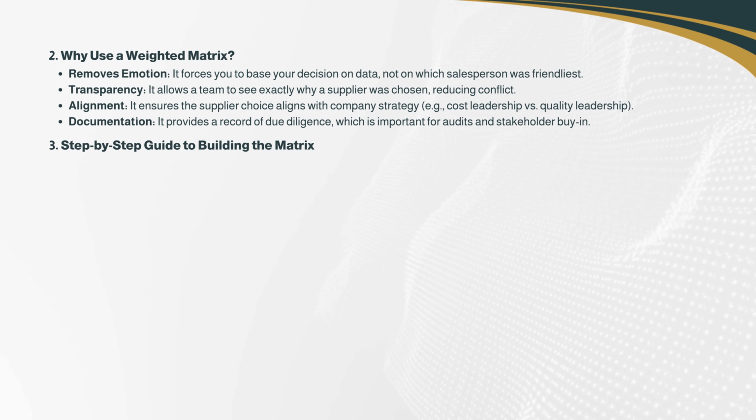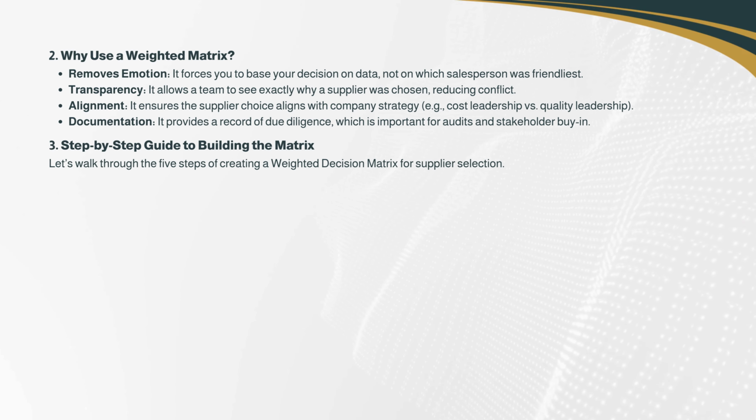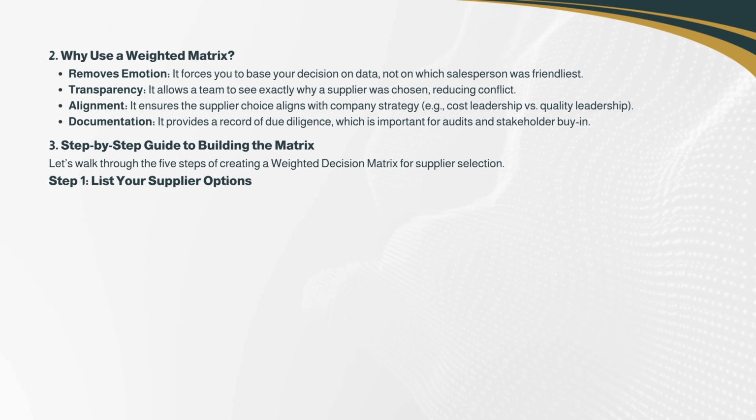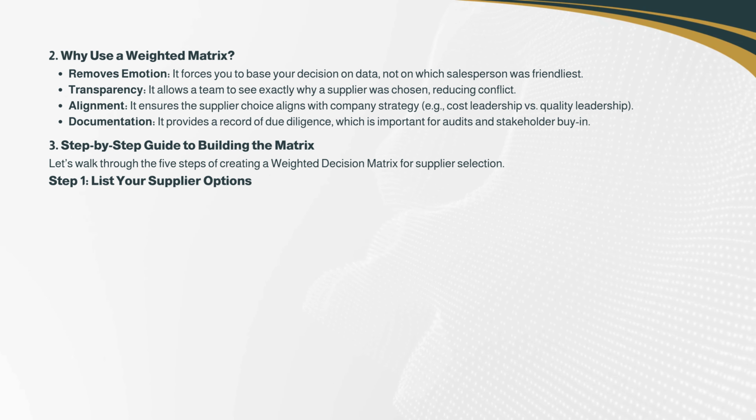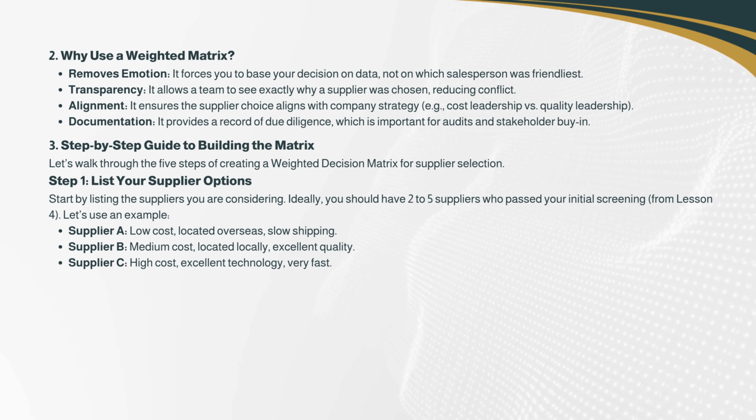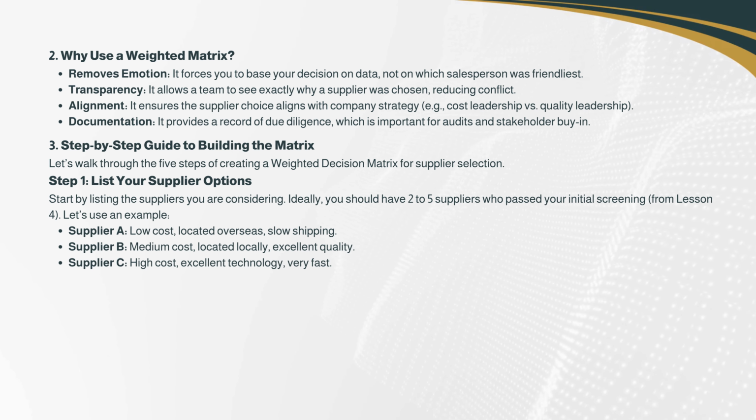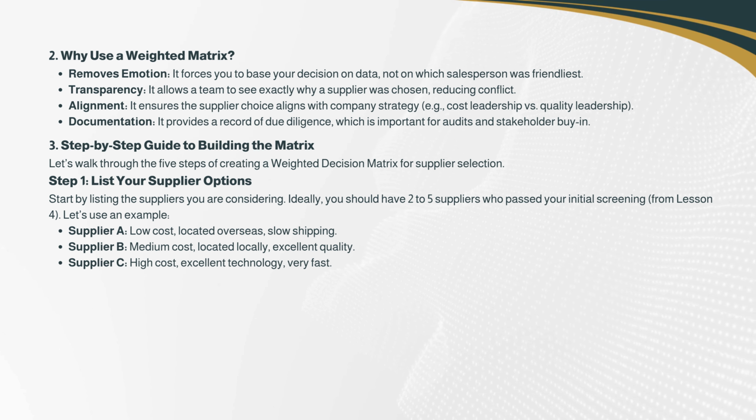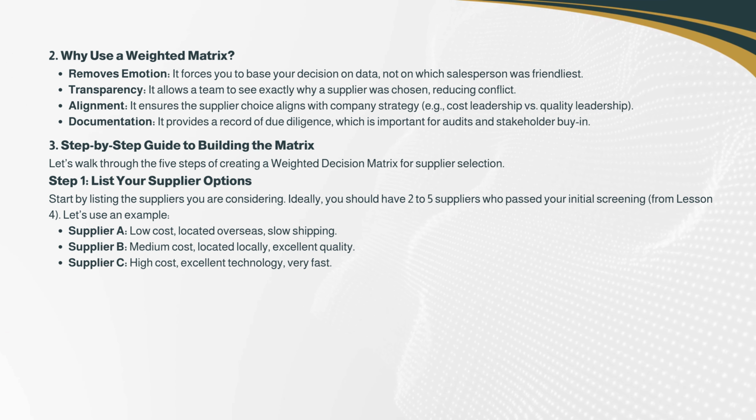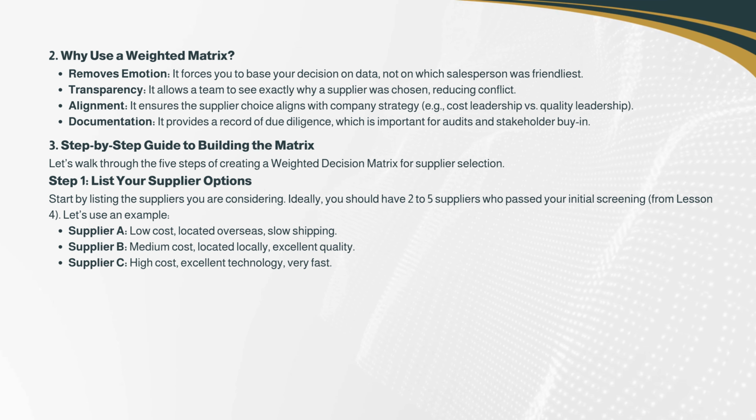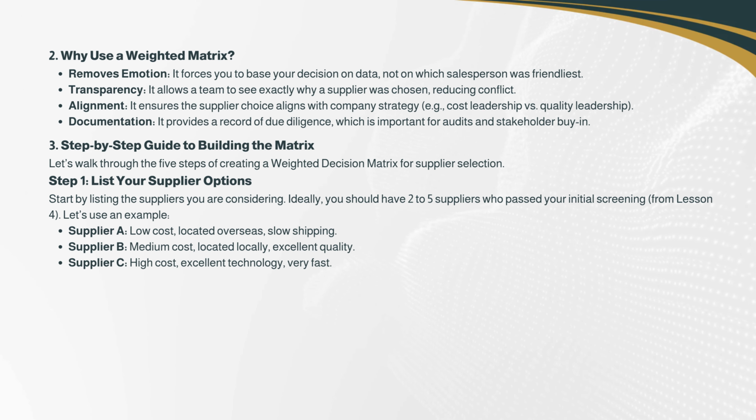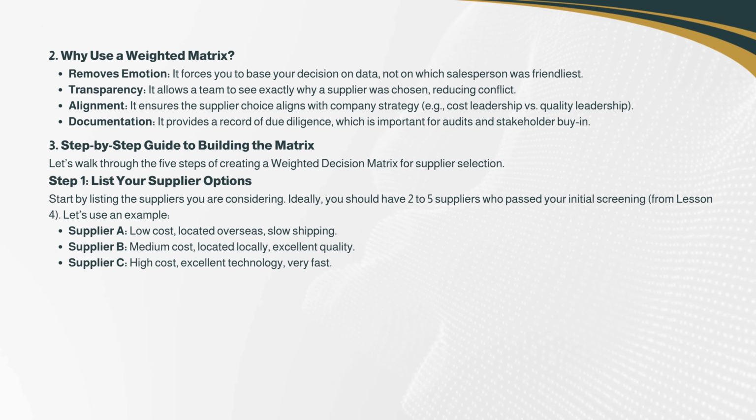3. Step-by-step guide to building the matrix. Let's walk through the 5 steps of creating a weighted decision matrix for supplier selection. Step 1. List your supplier options. Start by listing the suppliers you are considering. Ideally, you should have 2 to 5 suppliers who passed your initial screening, from Lesson 4. Let's use an example. Supplier A, low cost, located overseas, slow shipping. Supplier B, medium cost, located locally, excellent quality. Supplier C, high cost, excellent technology, very fast.